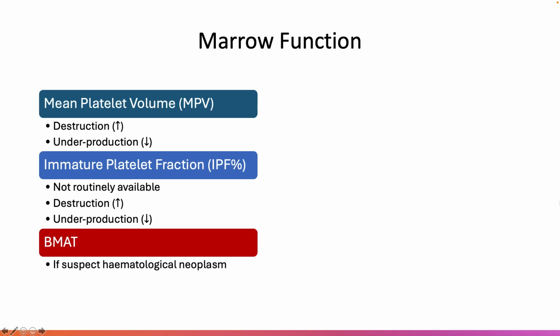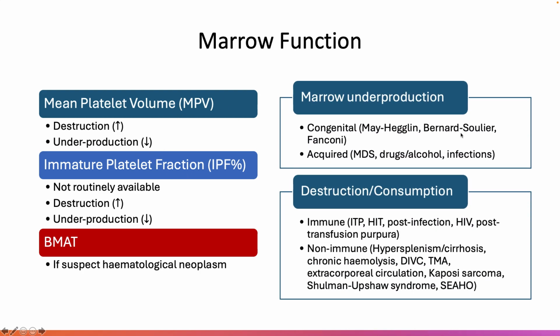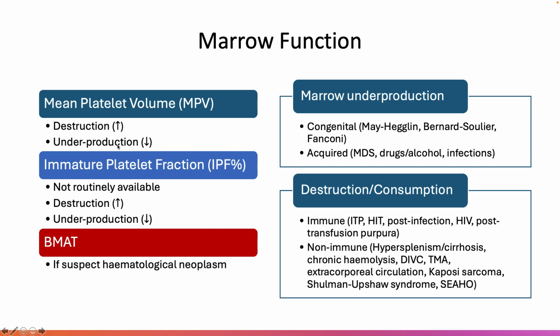There's also another way to assess marrow function, by looking at the mean platelet volume and immature platelet function. However, it's generally not available in most labs. Generally, it's just like an analogy of reticulocytes. If it's raised, it suggests that the marrow is functioning. If it's low, it means something is happening in the marrow. But generally we still need bone marrow aspiration, let's say we suspect it's a marrow issue.